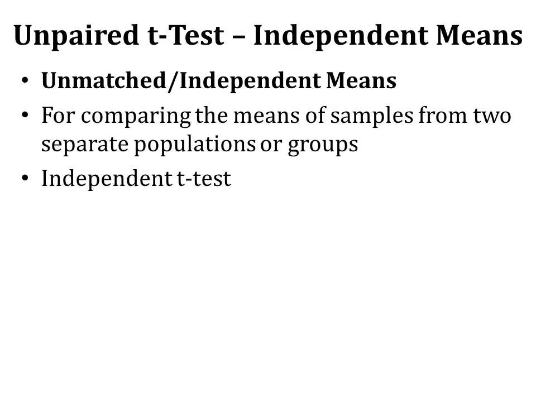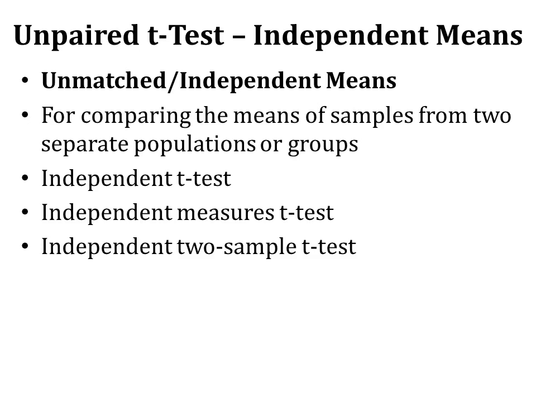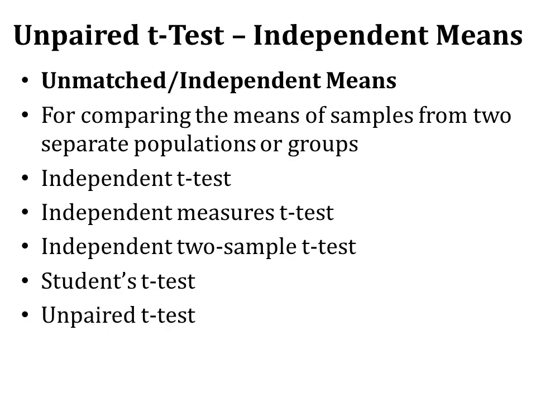This t-test is also known as the independent t-test, the independent measures t-test, the independent two-sample t-test, and the student's t-test. This is quite a famous name for this test, the student's t-test. That is the most familiar name for this unpaired t-test. And it is also known as the unpaired t-test and the unrelated t-test. So these are the different names for the same test, the t-test for independent means, and it is used for comparing the mean values of two different populations or two different groups, which are measured for the same variable.